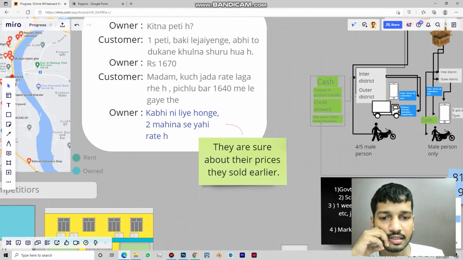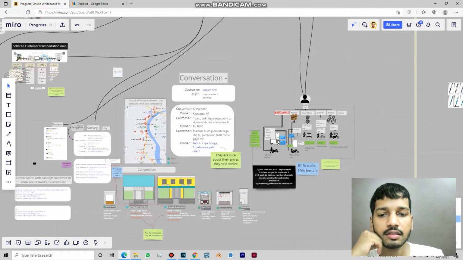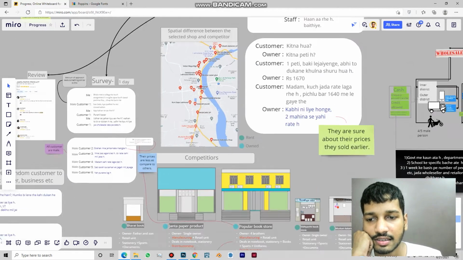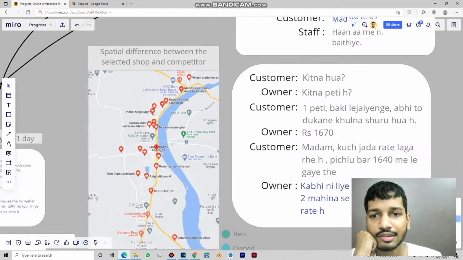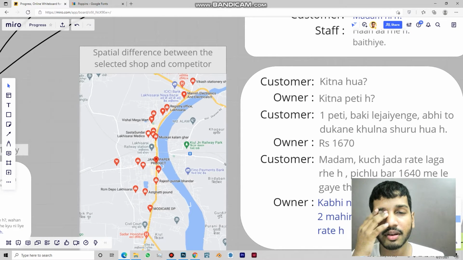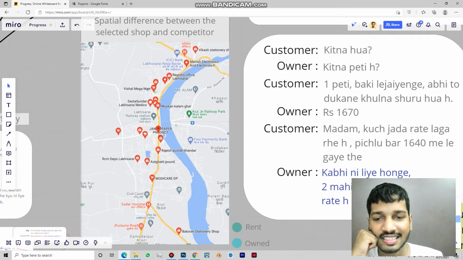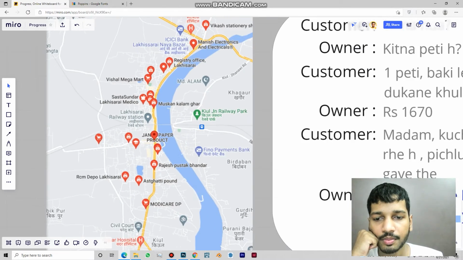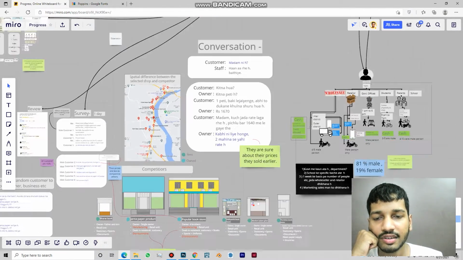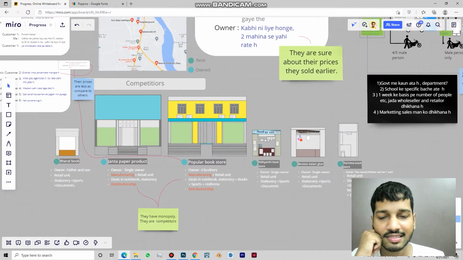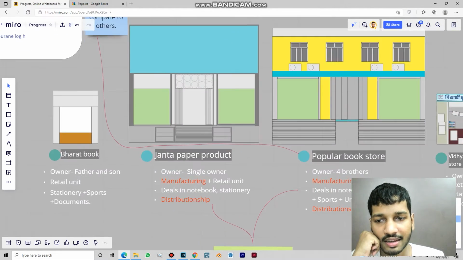About the inferences, we will talk about it later. So these are the survey mapping conversations. This is a mapping of the spatial difference from in front of the shop between the selected shop and the competitor. These were the stationary shops that were there: Chandrapura, Rajesh Pusak Bandar, Muskan Kalambur, etc. These are made according to the photographs that I took of the shops, like the Bharat book, Chandrapura product.